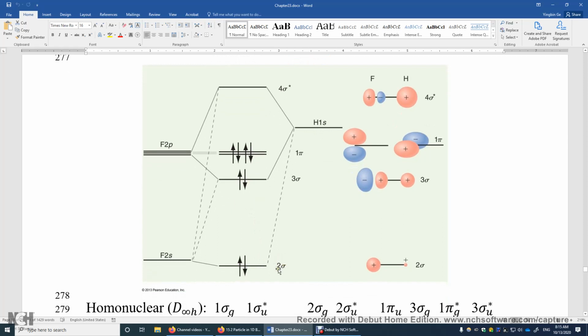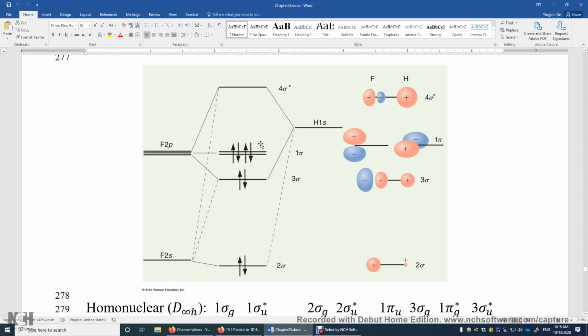So you may wonder, what is 1 sigma? 1 sigma is simply the 1s orbital of fluorine. Can the 1s orbital of fluorine interact with the 1s orbital of hydrogen? Well, yes, if you look at their symmetry. But the interaction is, I would say, zero, because the energy difference between the 1s orbital of hydrogen and the 1s orbital of fluorine is huge.